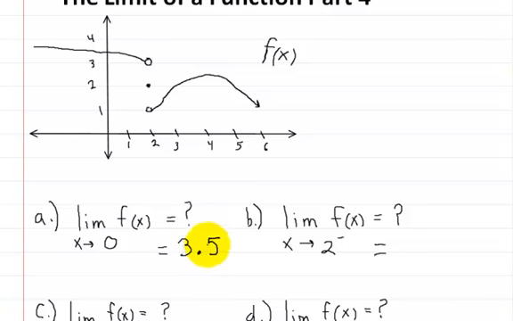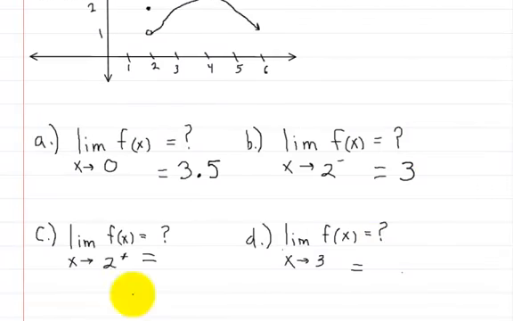Okay, so now let's take the limit of f of x as x approaches 2 from the left. So here we have 2 on the x-axis, and we're approaching over here. And as you're approaching 2, you're going to come to 3. So the answer to the limit of f of x as x approaches 2 from the left is 3.